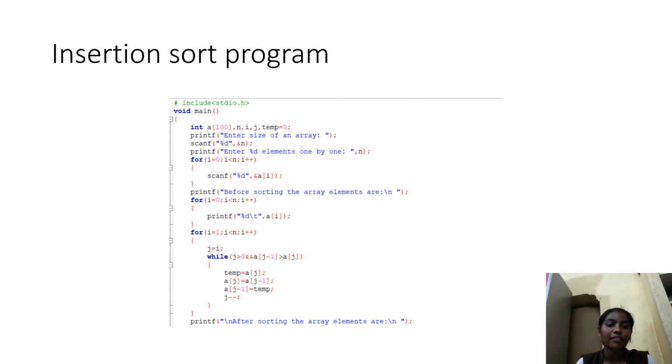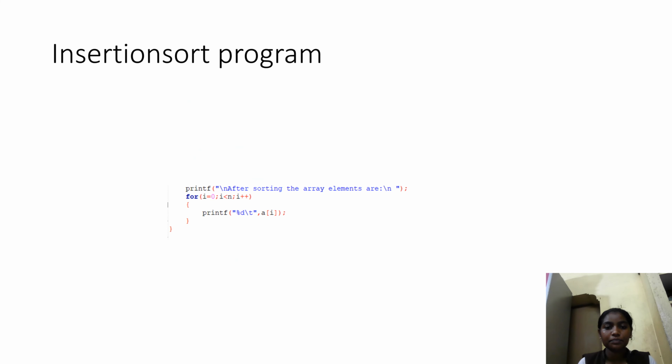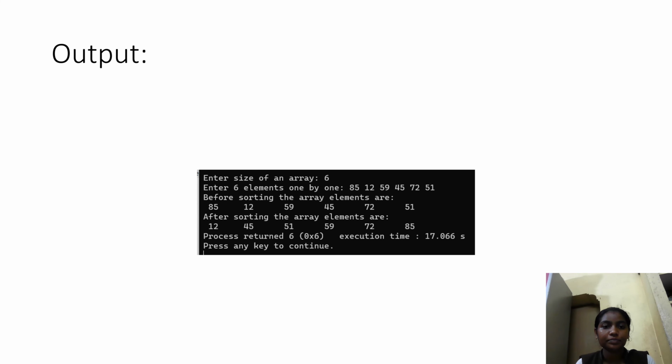j assigned with i, while j greater than 0, this is the condition, and a of j minus 1 greater than a of j. In the while loop, temp equal to a of j, a of j equal to a of j minus 1, a of j minus 1 equal to temp, j minus minus. printf after sorting the array elements are. For i assigned with 0, i less than n, i plus plus. printf the %d \t comma a of i.